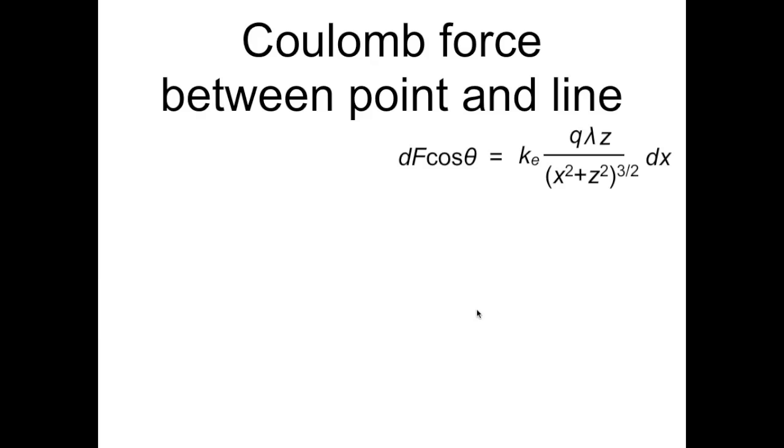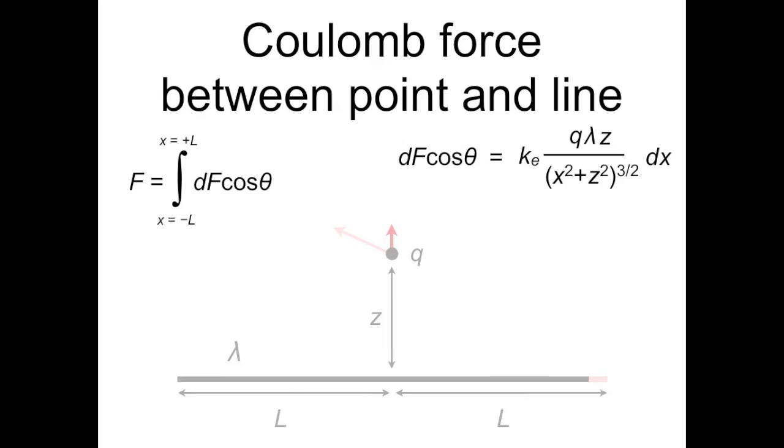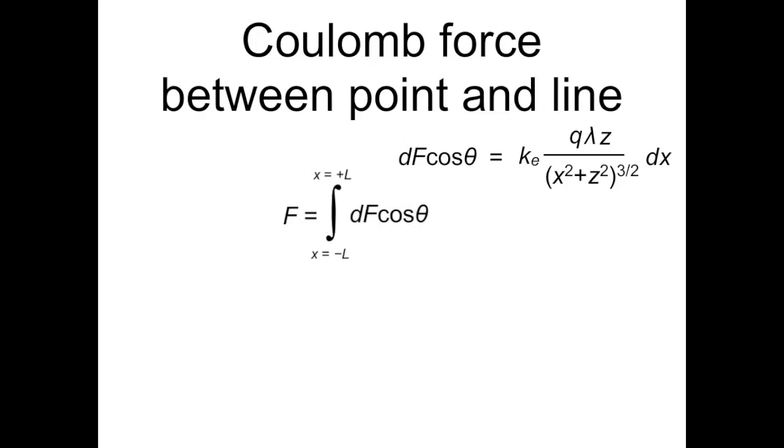Remember, we wanted to integrate the vertical component of the force over the entire length of the line. So the total force, F, is the integral of dF cosine theta, the vertical component. What are the limits of this integration? Well, the limits of the line are x equals minus L and x equals plus L. So those are our limits. Let's clear this out and sub in our expression for dF cosine theta.